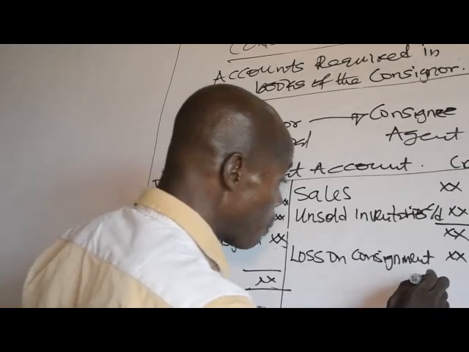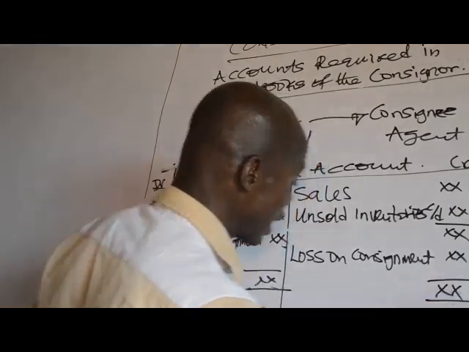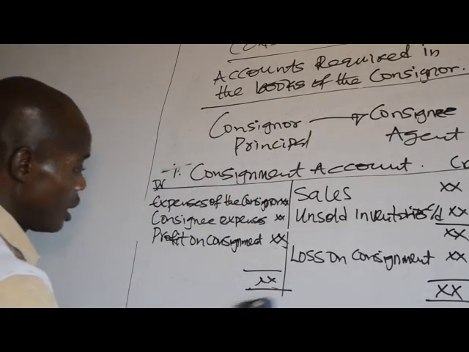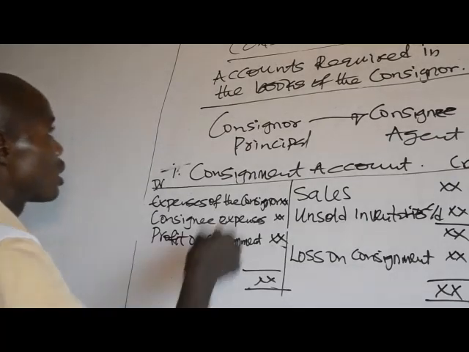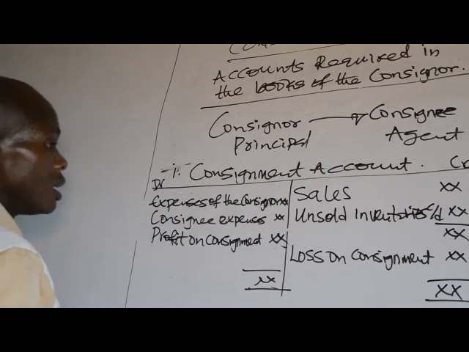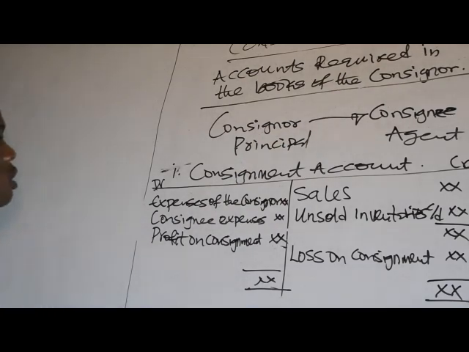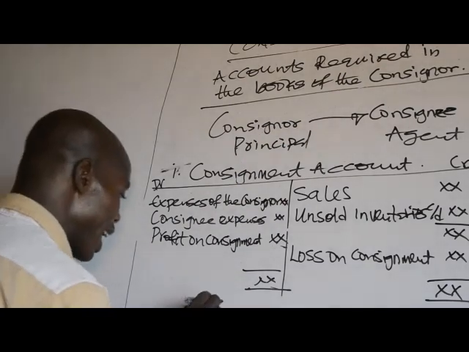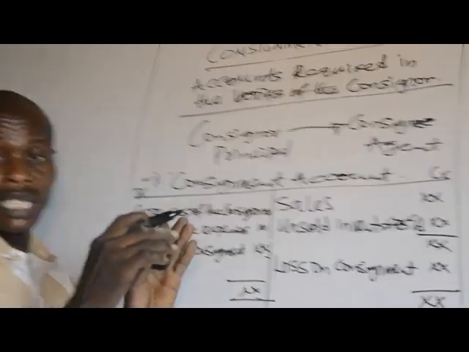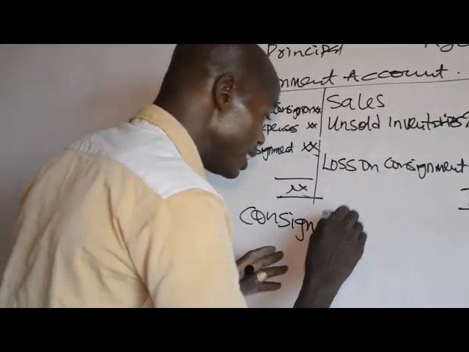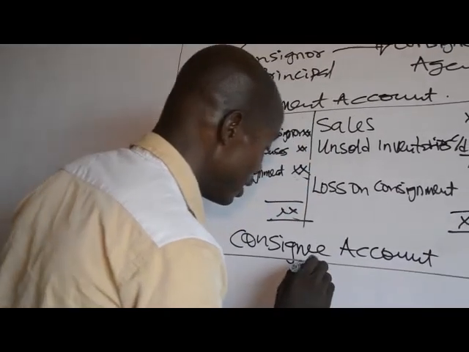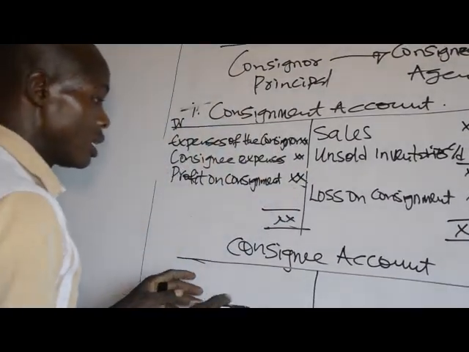The primary purpose of preparing this account is to ascertain the profit or loss on consignment. Remember, we are considering the accounts required in the books of the consignor. Then, we also have the consignee account. I want you to know that it is the consignor, that is the principal, that will prepare the account of the agent. Consignee account.